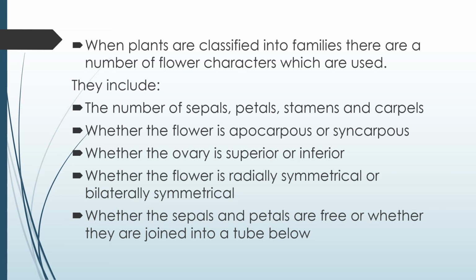When plants are classified into families, there are a number of flower characters which are used to do that. This is what they include: the number of sepals, petals, stamens and carpels, whether the flower is apocarpous, that means the carpels are separate, or syncarpous, so they're fused together into the ovary, whether the ovary is superior, so that means that the petals and the sepals are joined below the ovary, or inferior, where they're joined right at the top. Whether the flower is radially symmetrical or bilaterally symmetrical, and whether the sepals and petals are free or whether they're joined into a tube below.